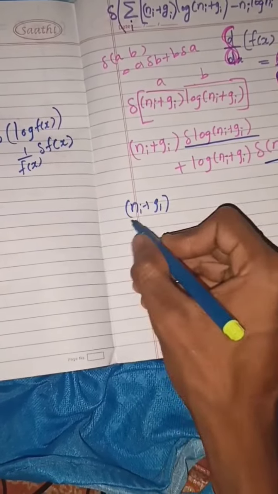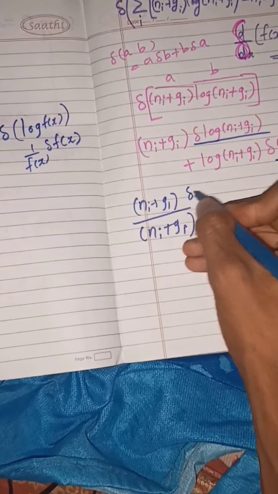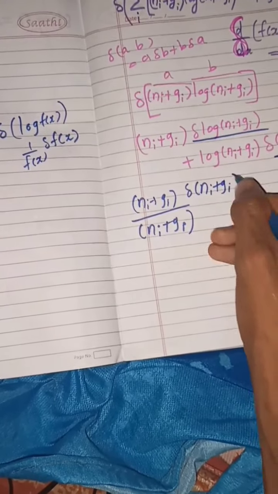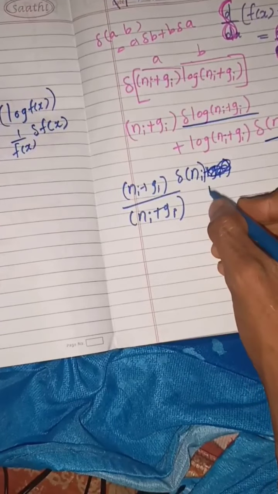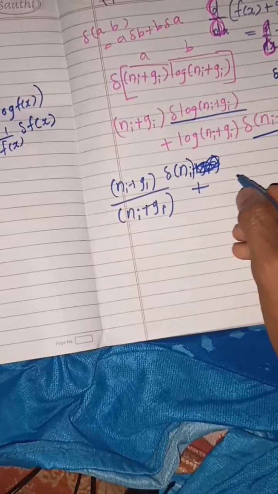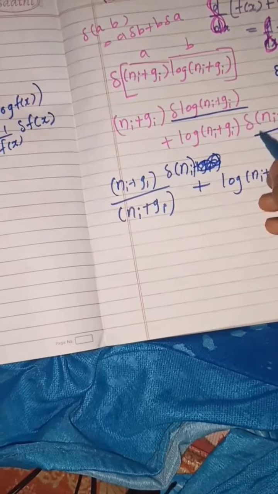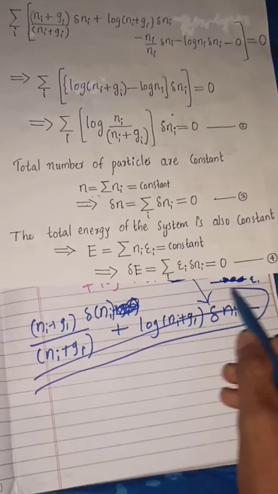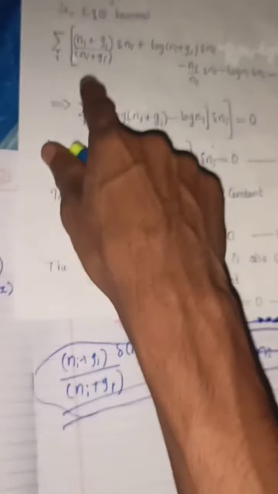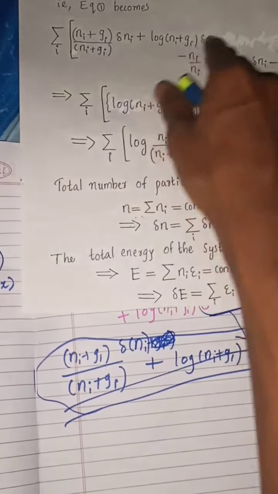The differential of log ni plus gi is 1 by ni plus gi times the differential of ni plus gi. And the differential of ni plus gi is what? It is actually delta ni, because the differential of gi is 0. So delta ni plus log of ni plus gi times delta ni, because from this you get the differential of ni. And you can see that this term is here. That is ni plus gi delta ni plus log ni plus gi. This is the thing here.